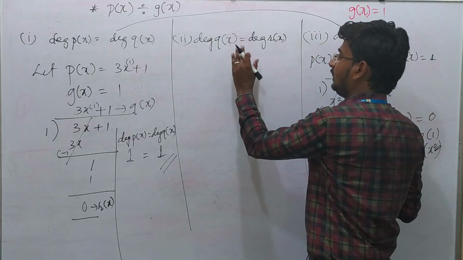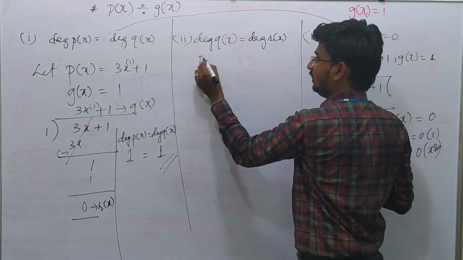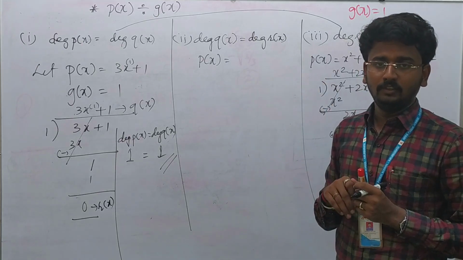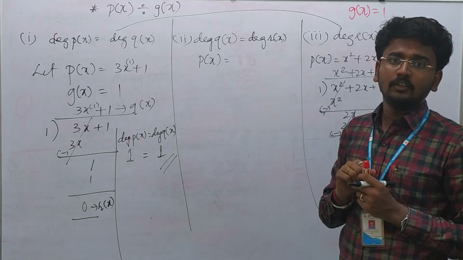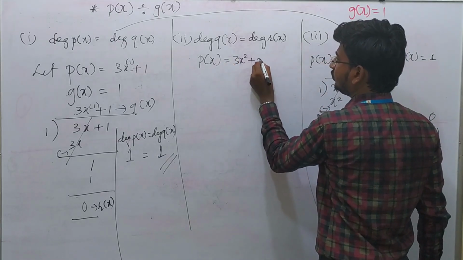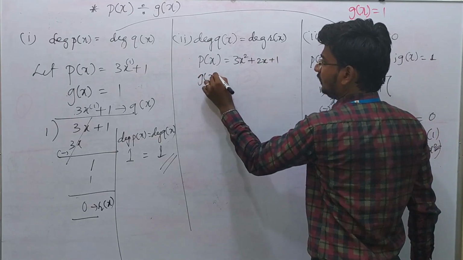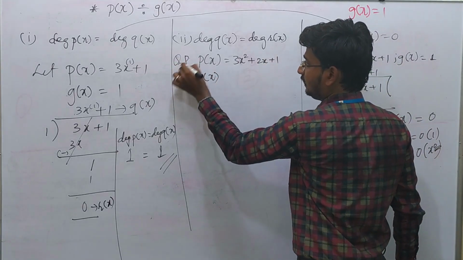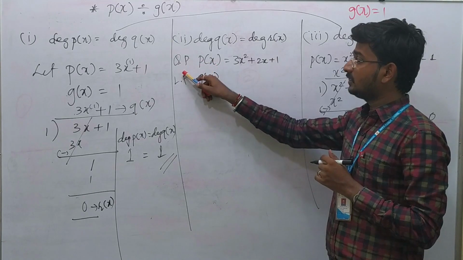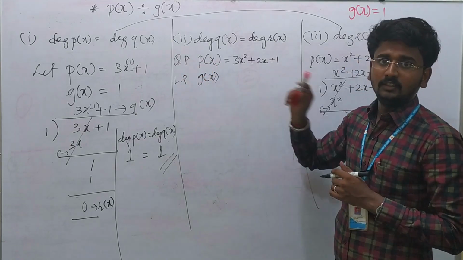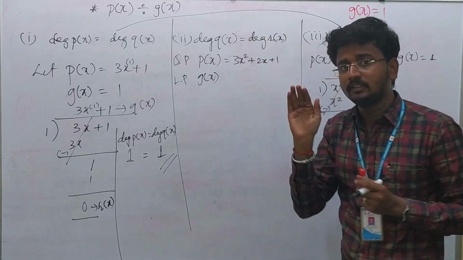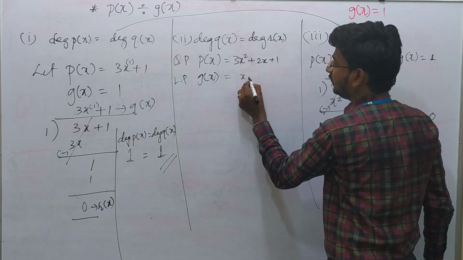Now coming to this, how to make quotient and remainder degree equal? That you can do by taking p of x of higher order. If you take quadratic, divide it by linear. If you are taking cubic, divide it by quadratic. So let me do this. Think that p of x I will take 3x square plus 2x plus 1. g of x I will take a linear polynomial. If you take p of x as quadratic, take g of x as linear. If you take p of x as cubic, then take g of x as quadratic or even linear. If you take p of x as the highest degree, take g of x with the least degree. So this I will take as x plus 1.